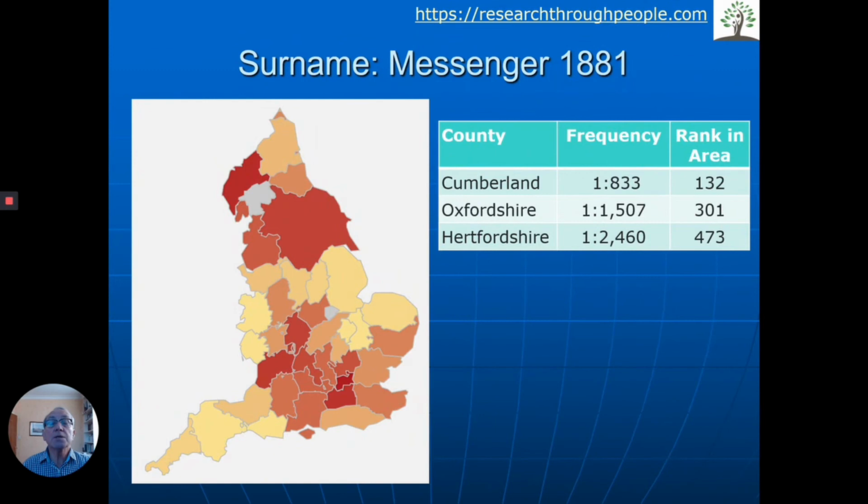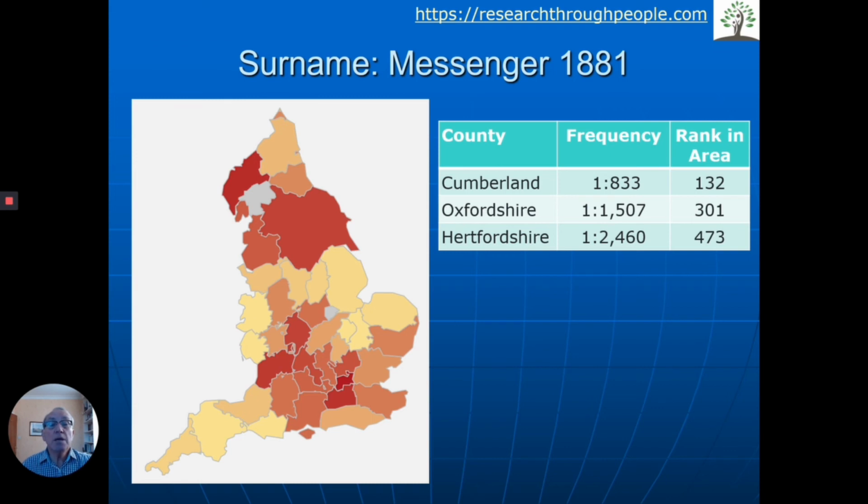One of the things that can help here is to look at the geographic spread. Typically with surnames like Smith, they're spread all over the place. But then you get less common names, like here we looked at Messenger. In the 1881 census, you get maps now that have analysed where the name is found most commonly. So you can see the frequency here is in Cumberland, the most frequent, not all that common, 1 in 800 or so. And then Oxfordshire and Hertfordshire.